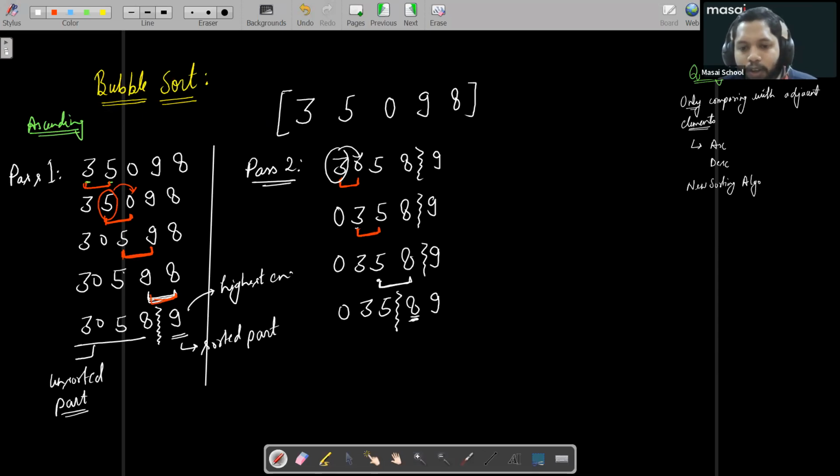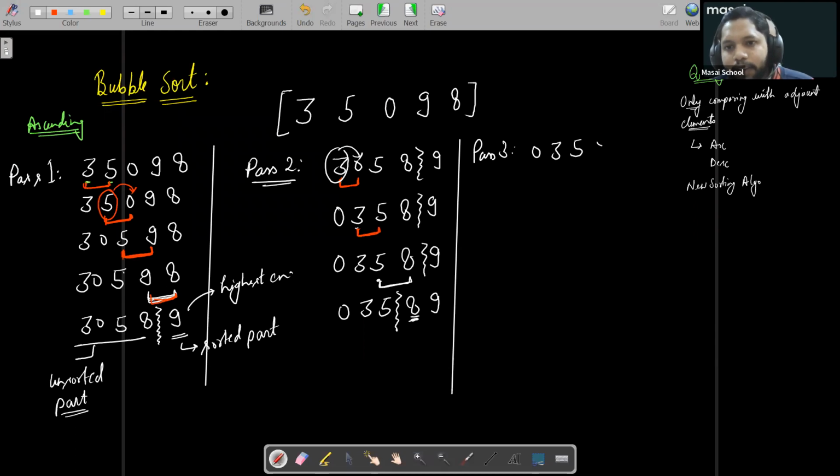Okay, guys. Now my array is already sorted, but still we will check it for all the passes. So pass 3. 0, 3, 5, 8, 9, and this array is already sorted. Again, I will compare 0 and 3. Is 0 greater than 3? No. Do I need to swap it? No. I will simply move forward.